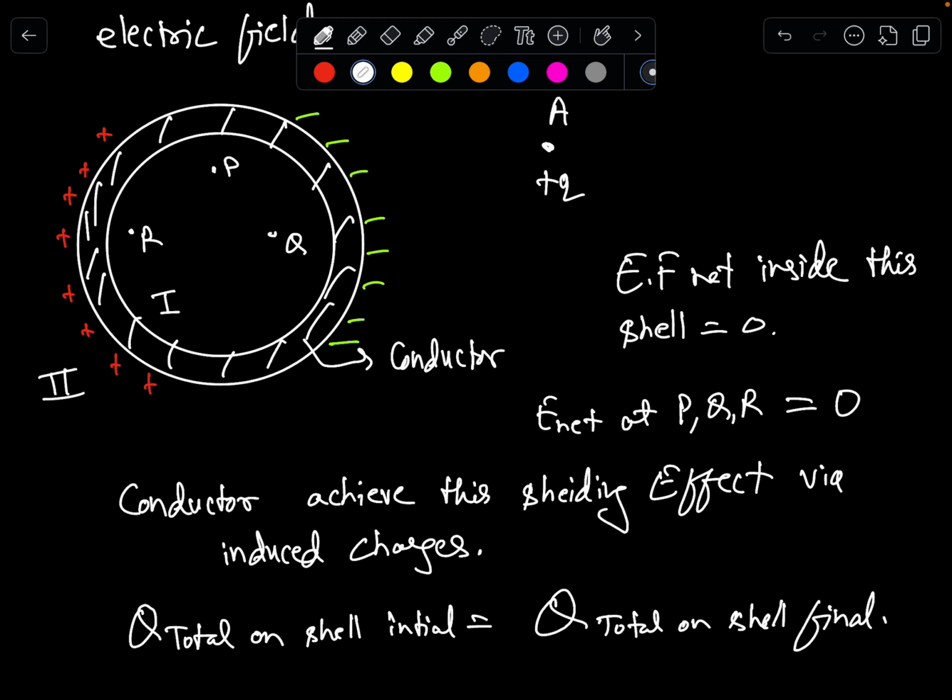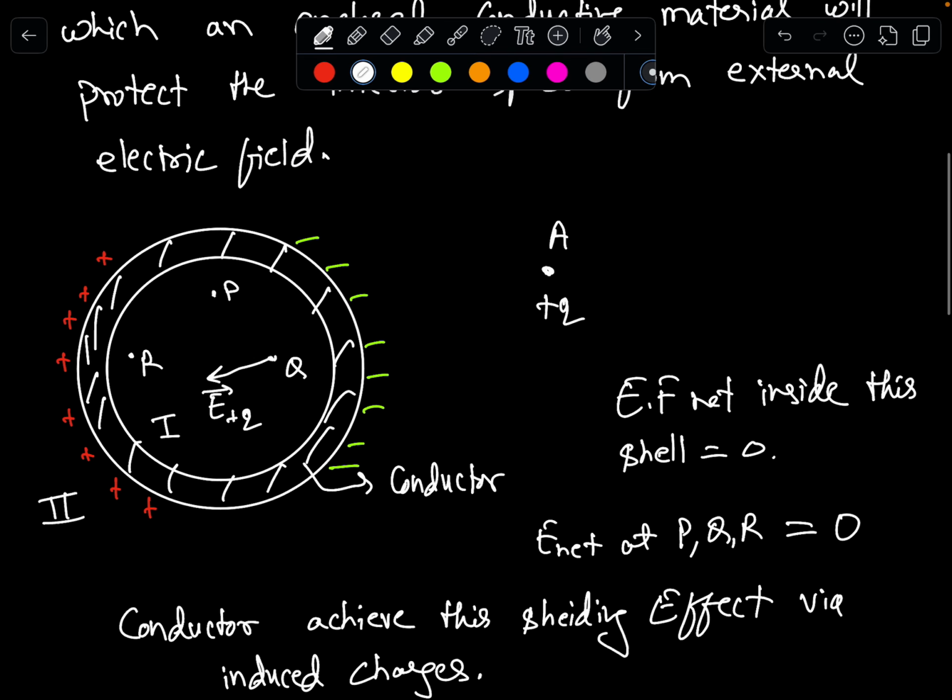Now let's try to understand how this electric field is becoming zero at point Q. The charge at A will have an electric field at point Q in this direction. Let's say I am denoting this with the electric field due to plus Q, in vector form. This plus Q charge kept at point A will have an electric field in the given direction as I have shown.